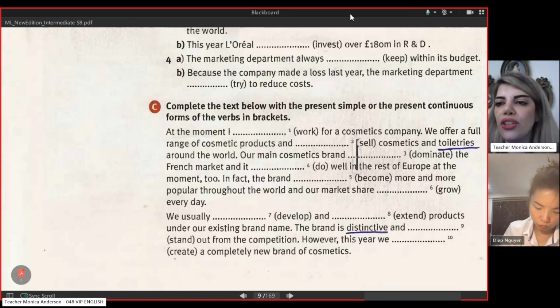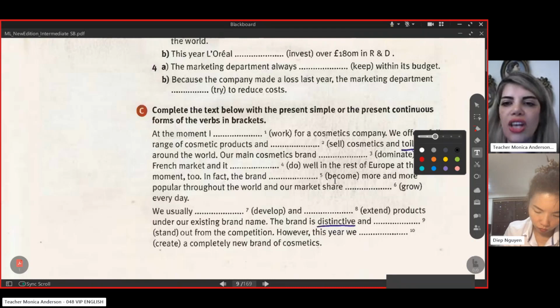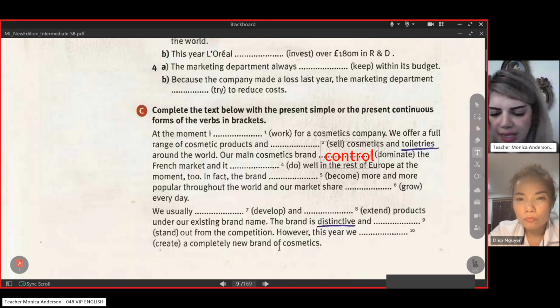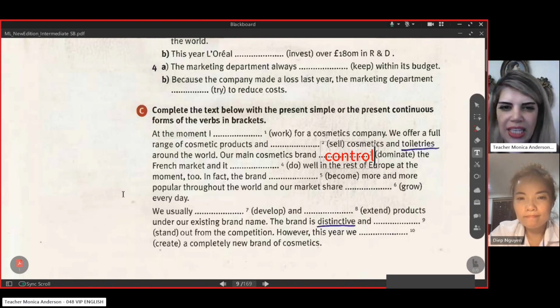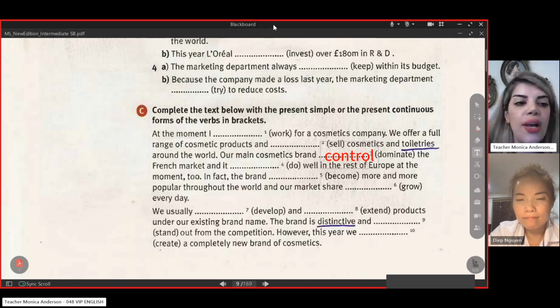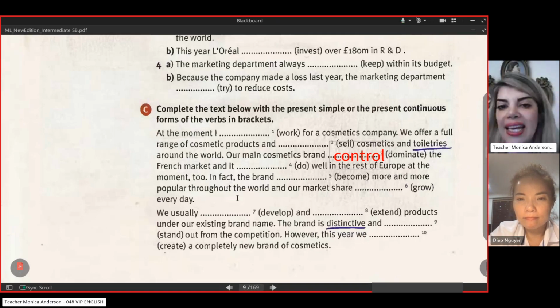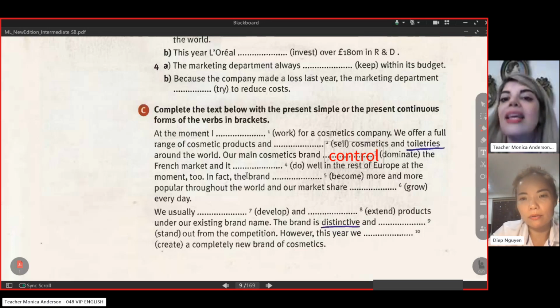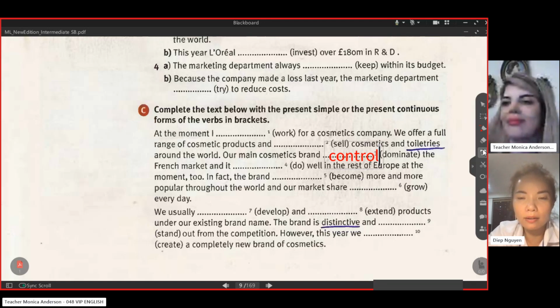So we say dominates, and dominates means control. Let me write here: dominates means the same as control something. So the next one: is doing well. I think is doing well at the moment is very good.